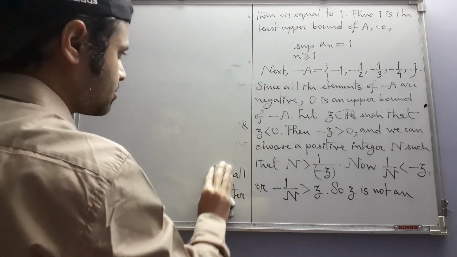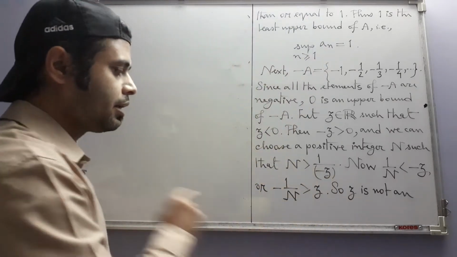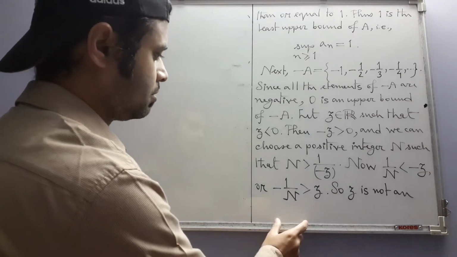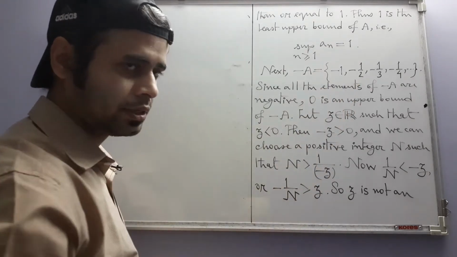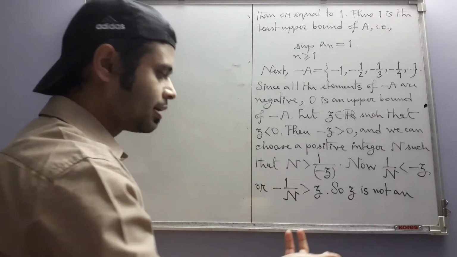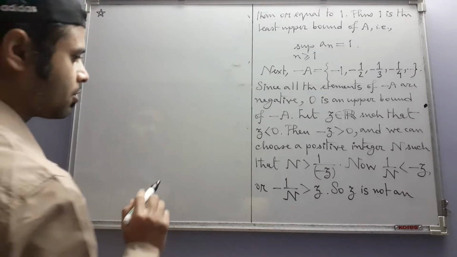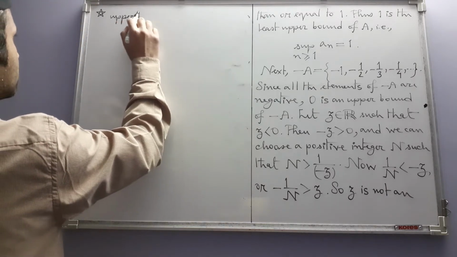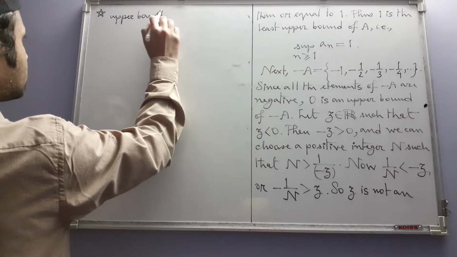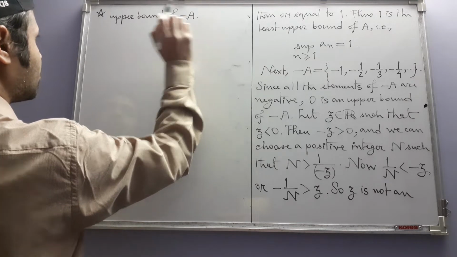And why is that so? That is because we have obtained one element, minus 1 over n, that clearly belongs to minus a, because n is a positive integer which is greater than 0. So how can any positive number be an upper bound? Not an upper bound of minus a.